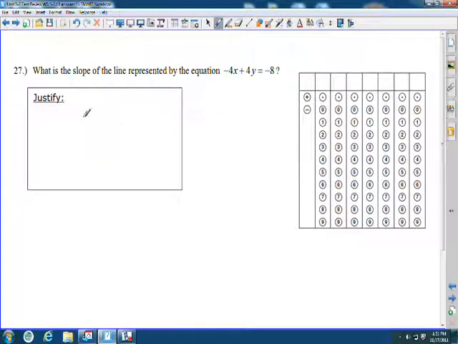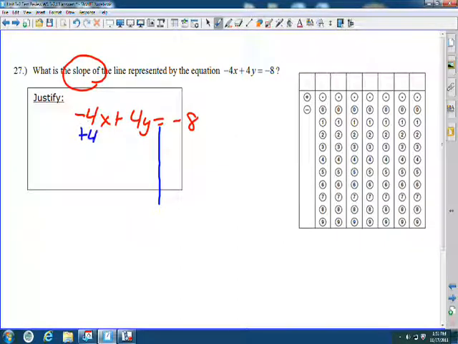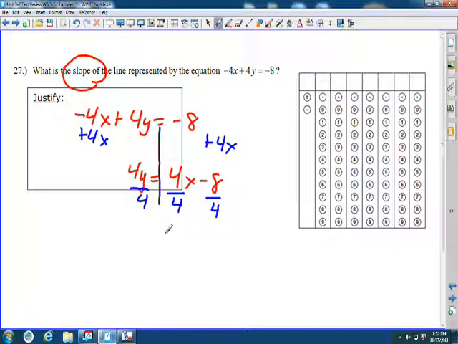Here's the next one. What is the slope of the line? I've got negative 4x plus 4y equals negative 8. Remember, we're looking for the slope. We're going to solve for y first. I'm going to add 4x to each side. I get 4y equals 4x minus 8. I'm going to divide by 4, and I get y equals 1x minus 2. My slope, here's my slope. It is positive 1.